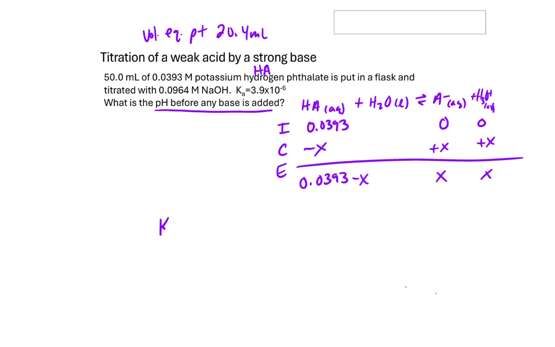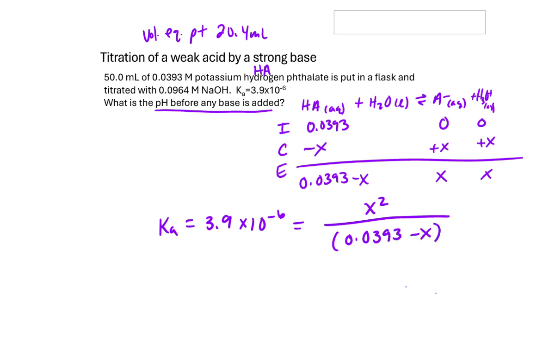So then we can plug this into our equilibrium constant expression. We were given the Ka for this weak acid. It's 3.9 times 10 to the minus 6. This is then equal to the concentration of products, so that we have X times X, or X squared, divided by the concentration of reactants, and that's 0.0393 minus X. We can check if we can get rid of X in the denominator.